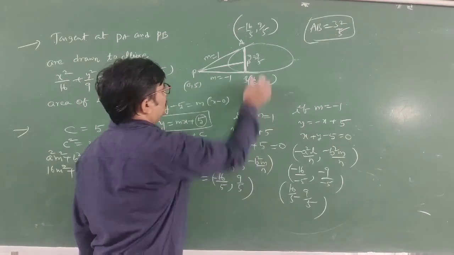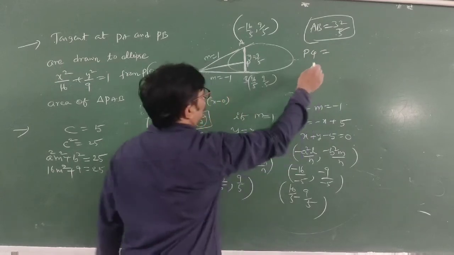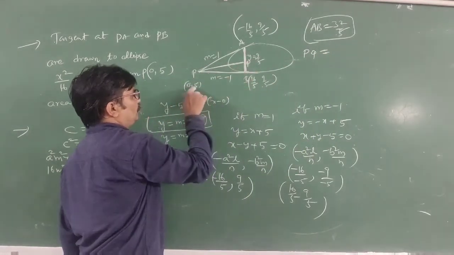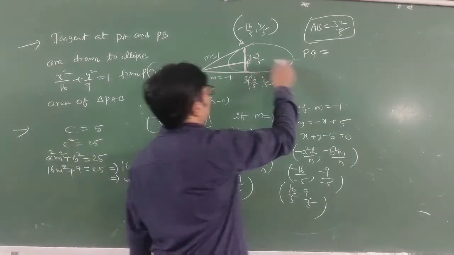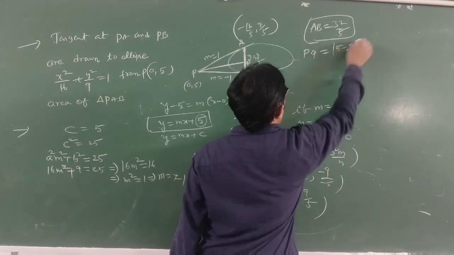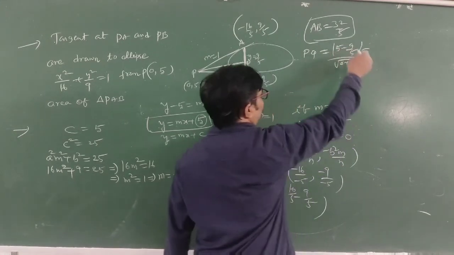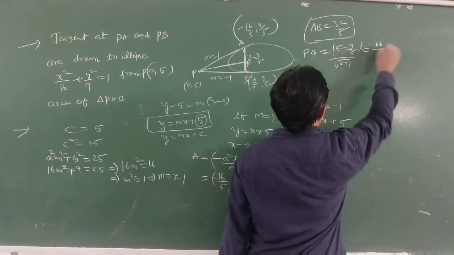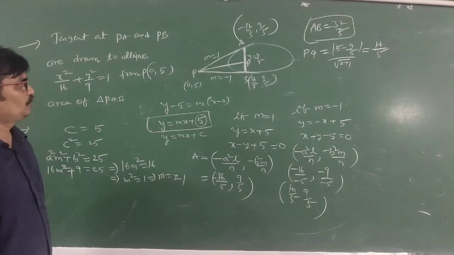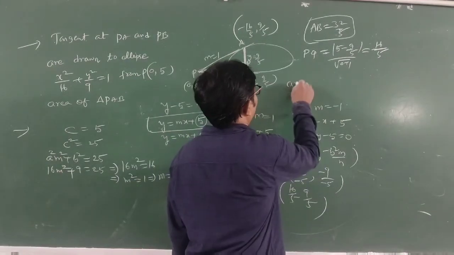When we take this as Q, PQ is the perpendicular distance from 0, 5 to the line. That is 5 minus 9 by 5 upon root of 0 plus 1, which is 25 minus 9, that is 16 by 5. So what is the area of the triangle? Half into base into height.